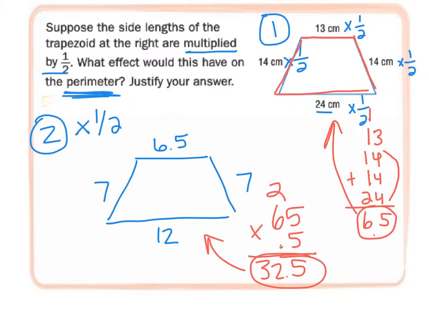Okay, so something you want to write down maybe is that perimeter, whatever you do to the dimensions, that's what you're going to multiply the perimeter by. So if you times it by 2, you're going to times the perimeter by 2. If you times them by 3, you're going to multiply the perimeter by 3. If you multiply them by 1/3, you multiply the perimeter by 1/3. Okay? So whatever you do to the dimensions, you do to the perimeter.